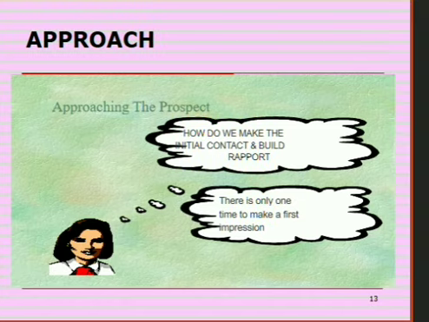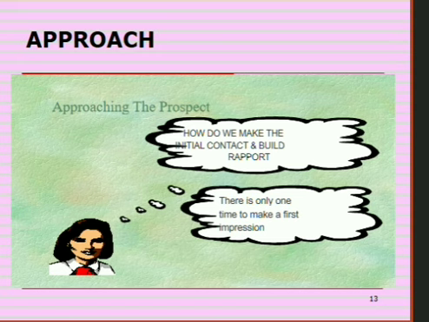Next step is approach. In this stage of the potential selling process, the salesperson makes the initial contact with the customers. This is an extremely critical stage as it lays the cornerstone for the rest of the selling process.